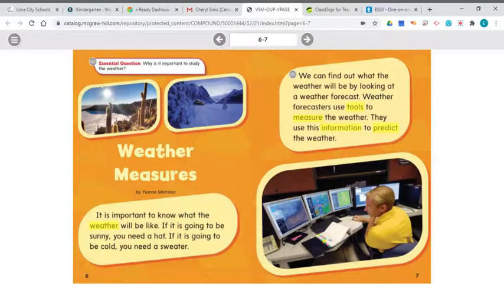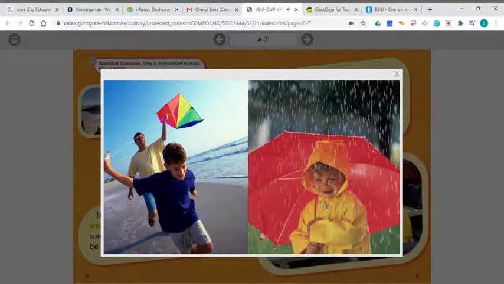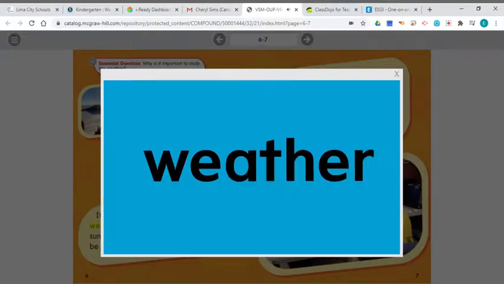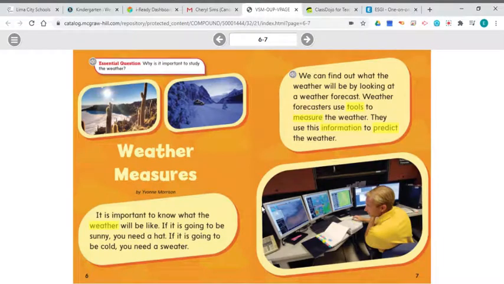All right, I wanted to get back to that first page because those first two pages are just loaded with vocabulary words, aren't they? The first one is weather. Weather means the condition of the air around us. Here, the weather is nice. The sun is out. There, the weather is bad. I'm sure you already know lots about weather.